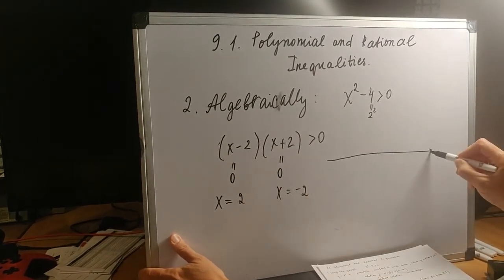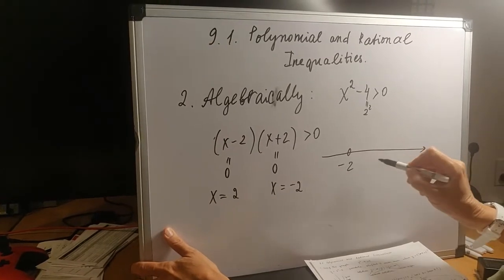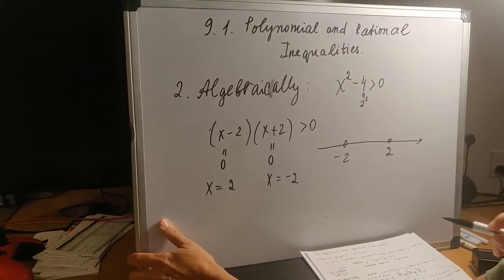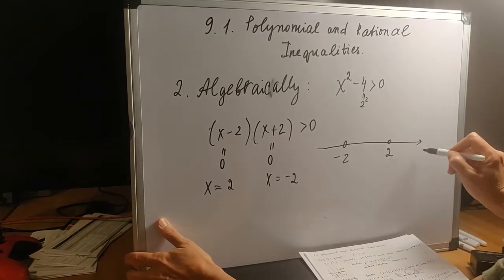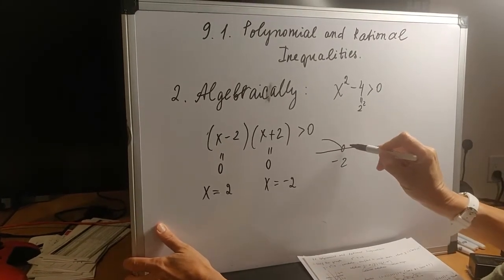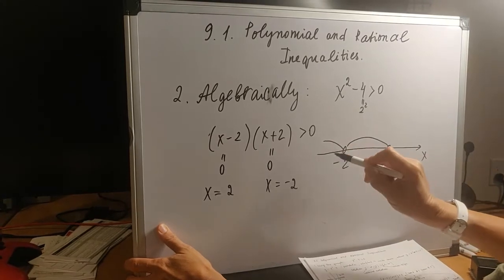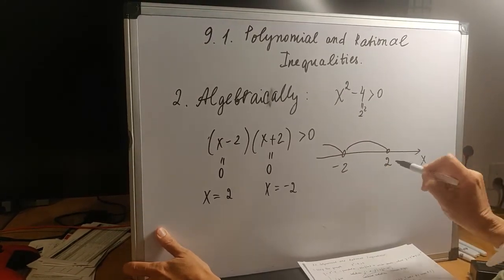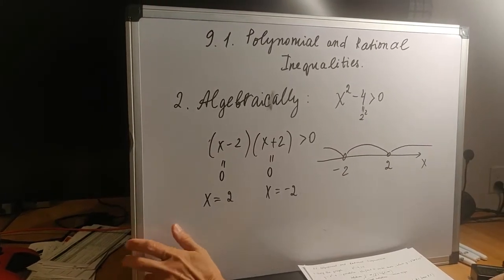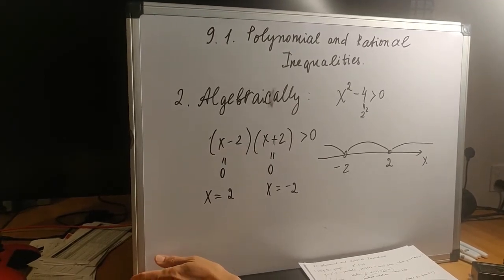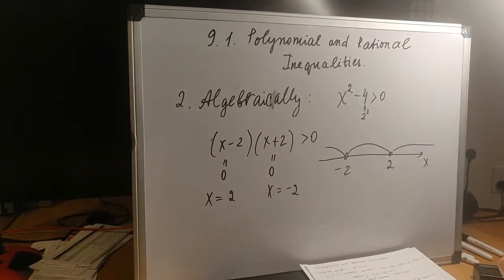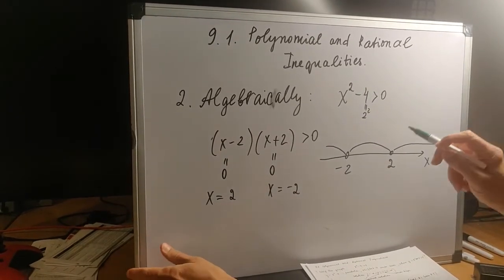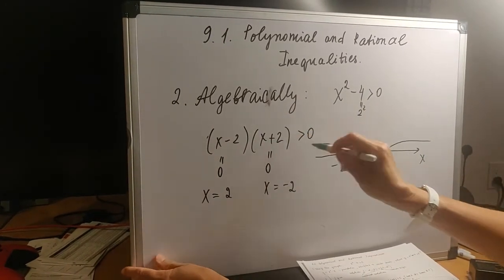I'm going to graph a number line and put over here negative 2 and over here positive 2. These two numbers are splitting my whole x-axis into 3 subintervals: from negative infinity to negative 2, from negative 2 to 2, and from 2 to positive infinity. I'm going to use one test point on each interval to check if it makes my inequality true or false. A true inequality is going to be when this expression is greater than 0.